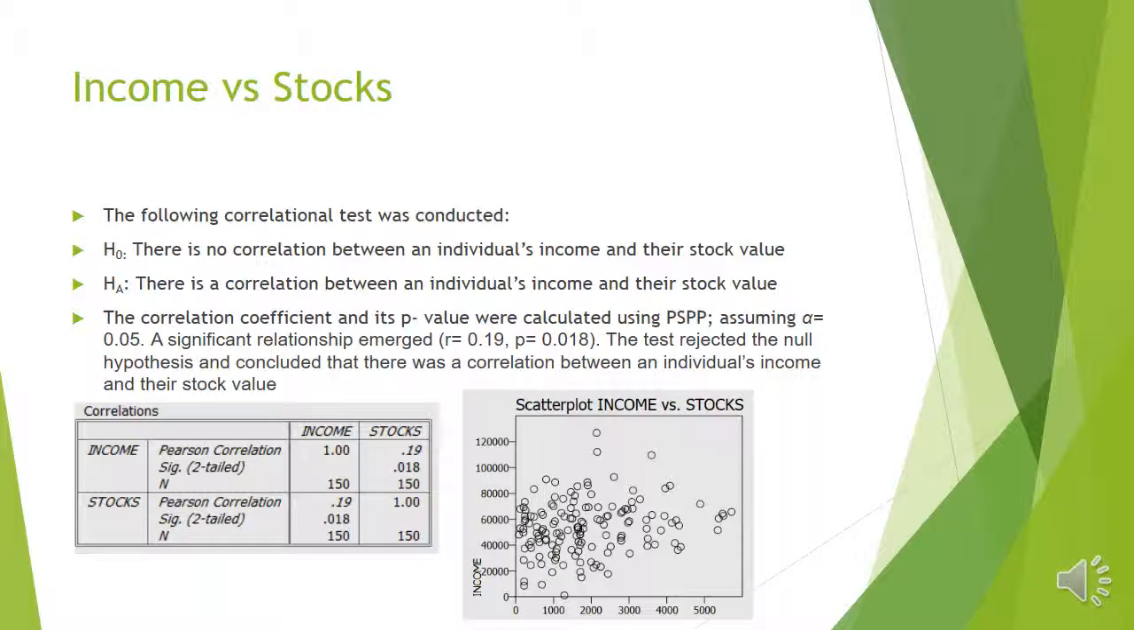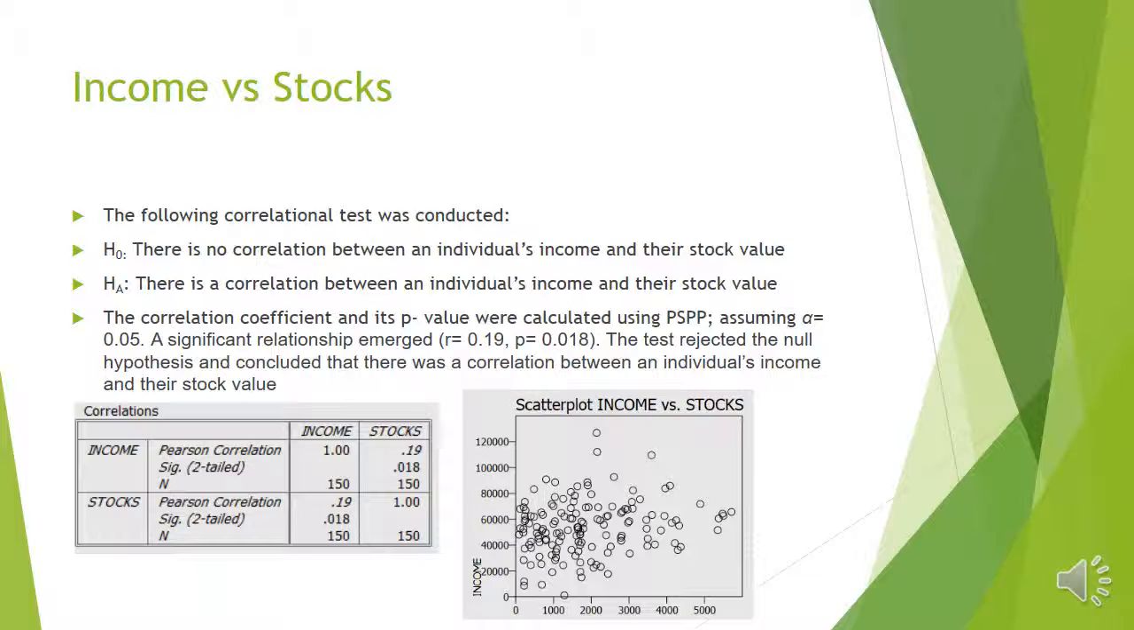Our next correlation, we stated our null hypothesis that there was no correlation between an individual's income and their stock value. With our alternative hypothesis again being that there was a correlation between the two. From our statistical tests ran using PSPP, our correlation coefficient was found to be 0.19, and our p-value 0.018. And in this instance, again, we would have to reject our null hypothesis and conclude that there was a correlation between an individual's income and their stock value.